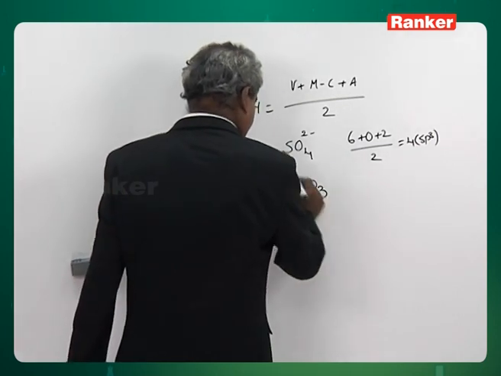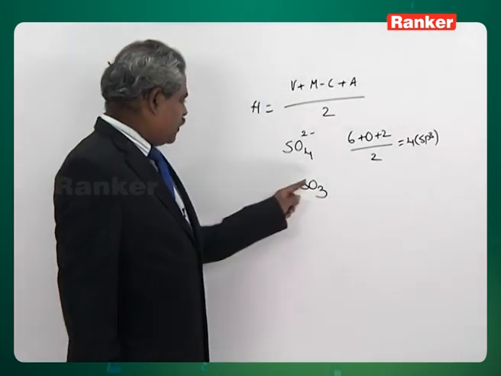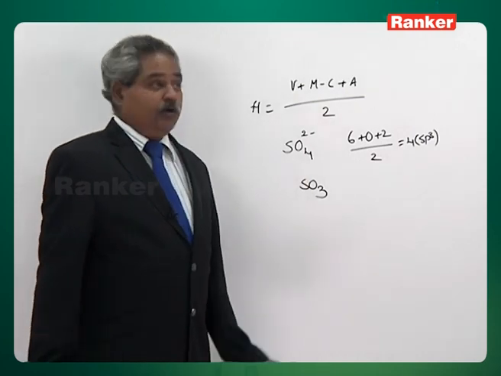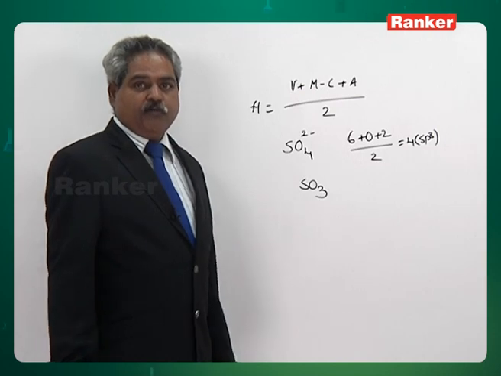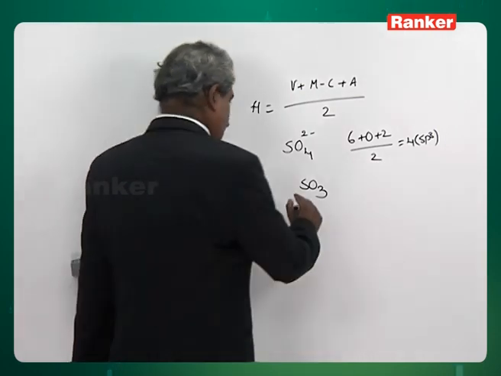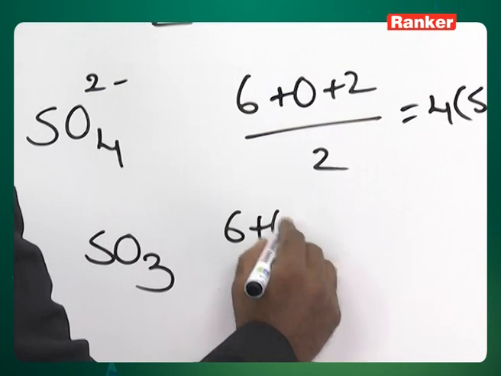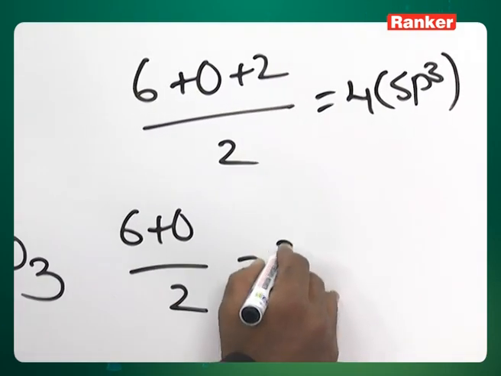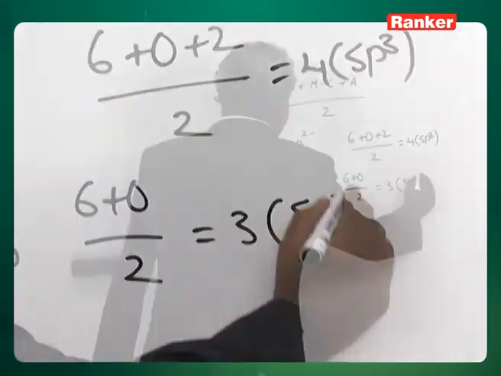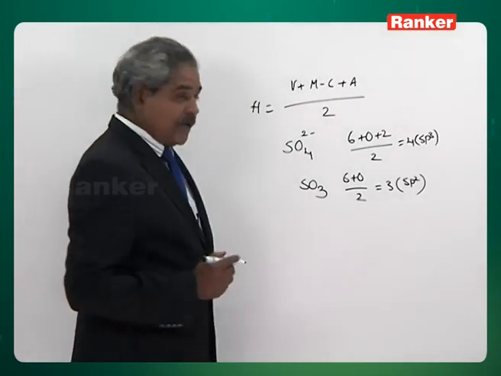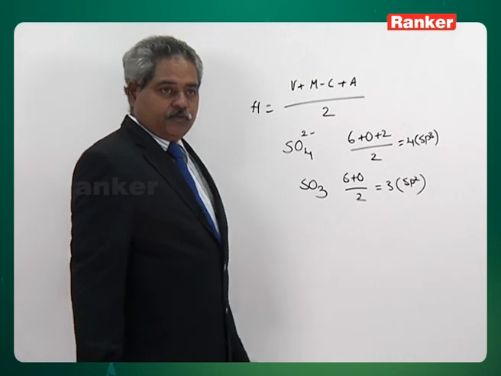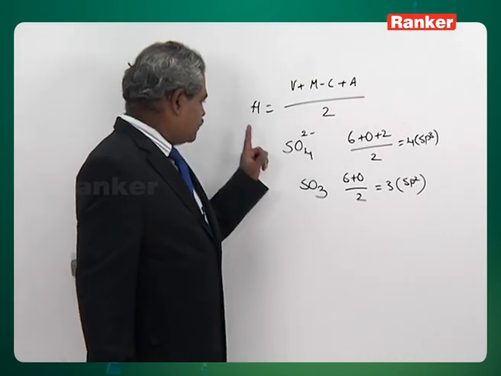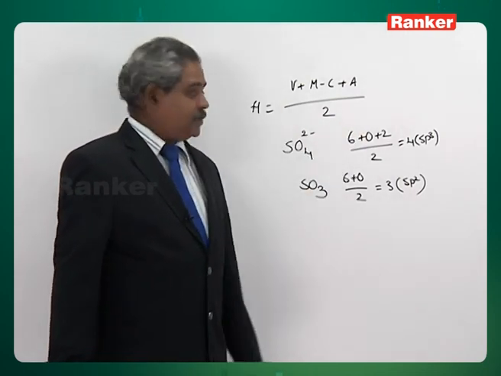SO3. How will you calculate? 6 plus 0 by 2. I told you oxygens are ignored. Only monovalent atoms, those which form one bond only, are taken into account. 6 plus 0 by 2, 3, sp2. So the hybridization of sulfur in SO3 is sp2. We are answering such a question. The hybridization of sulfur in SO4 2 minus is sp3.